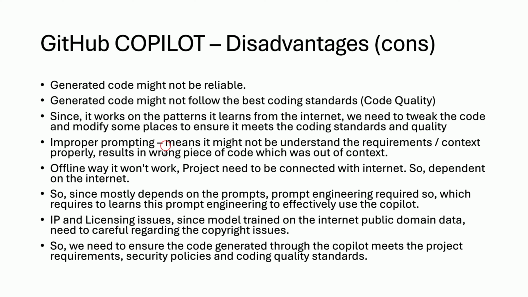Okay, and the last one: because of these concerns, the thing we need to do is human interaction, which is very essential here. We can't depend on GitHub Copilot entirely, right? Human interaction is completely necessary to ensure the code generated by Copilot meets the project requirements, security policies and coding quality standards. Without these, if GitHub Copilot deploys the code and we do something, then we will get into some issues, even security issues or coding quality issues. So we need to ensure these disadvantages are handled by humans. Then only can we leverage the functionality and effectiveness of GitHub Copilot in our project.